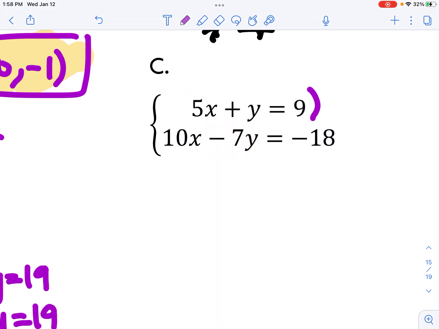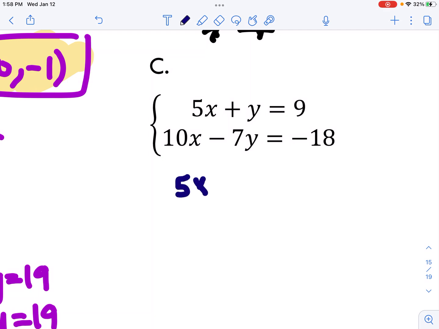Now, I don't know about you, but I don't want to have to worry about multiplying every term by a negative. We are able to do that, but there's a lot more room for error. So we're going to go with that second option. We're going to multiply every term in that first equation by 7 to get a second term of +7y.